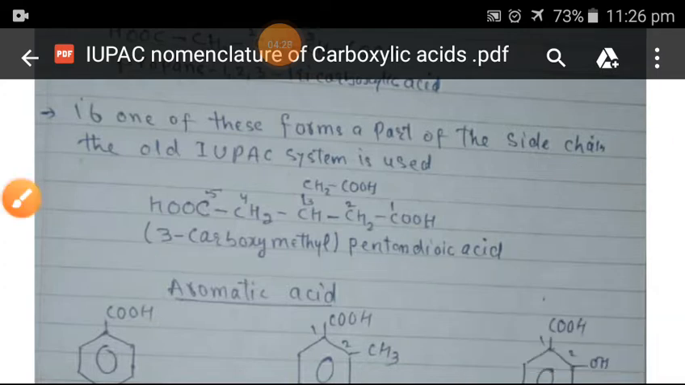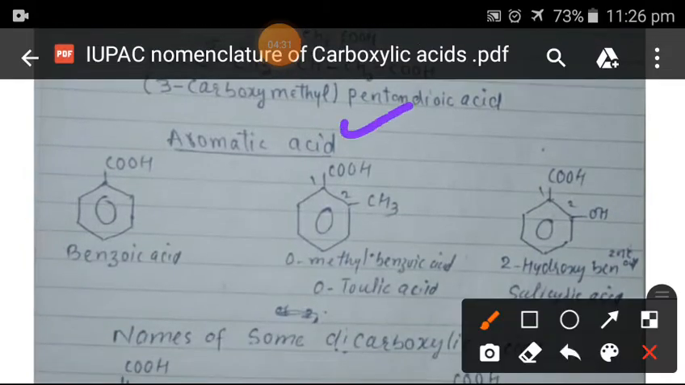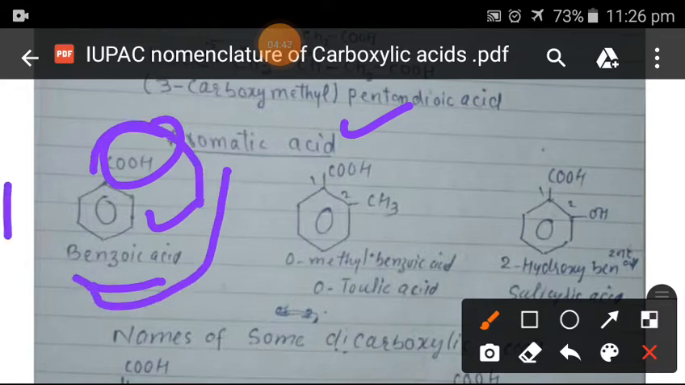Clear? So accordingly the name of the compound will be 3-carboxymethylpentanedioic acid. Clear? Similarly, in the case of aromatic acids, an aromatic acid is when the carboxylic group is attached to benzene, so then it is called benzoic acid. Similarly, when some other substituents are attached to this benzoic acid, then these are derivatives of benzoic acid. So this is present at the first position, this at the second position. The name of the compound will be 2-methylbenzoic acid, or it will also be named as ortho-methylbenzoic acid, since this is ortho to the carboxylic acid group. Clear?